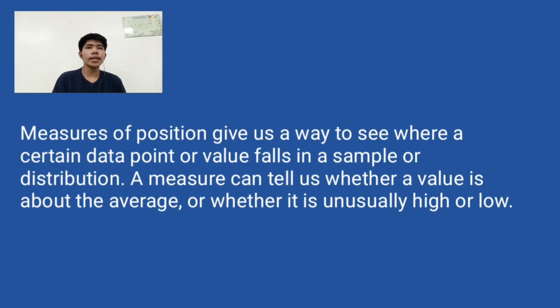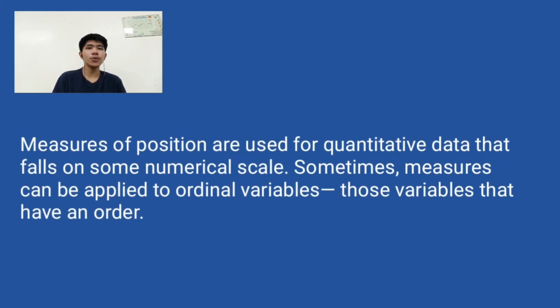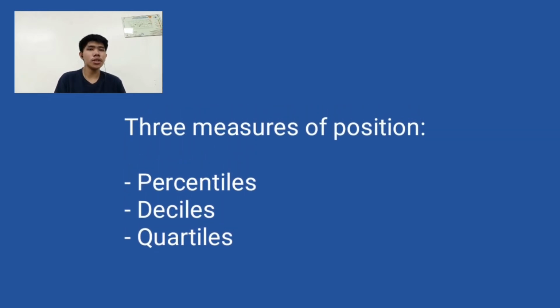A measure can tell us whether a value is about the average or whether it is unusually high or low. Measures of position are used for quantitative data that falls on some numerical scale. Sometimes, measures can be applied to ordinal variables, those variables that have an order. Particularly, there are three measures of position, namely percentiles, deciles, and quartiles.